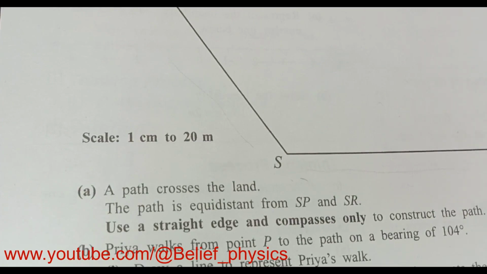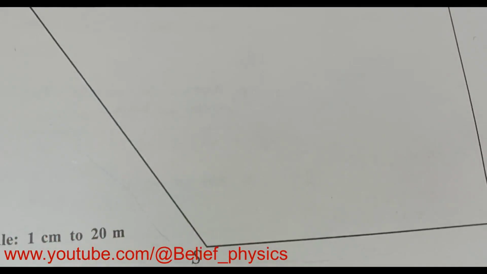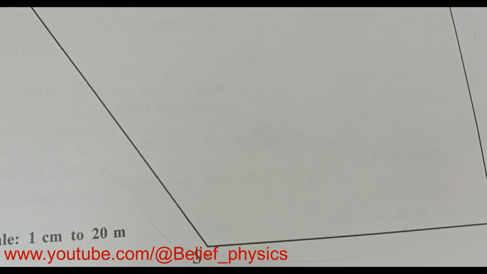Now the locus of points equidistant from two lines is the angle bisector of the lines. So we have to, the angle between SP and SR, this angle S, we have to construct the angle bisector of angle S. How to construct the angle bisector? It is very easy. I will use only a compass and ruler or straight edge to draw the angle bisector.